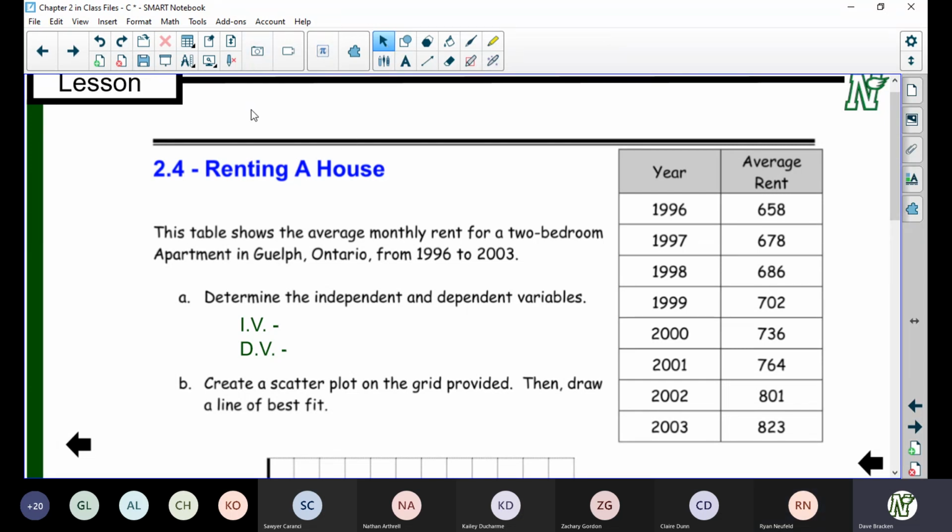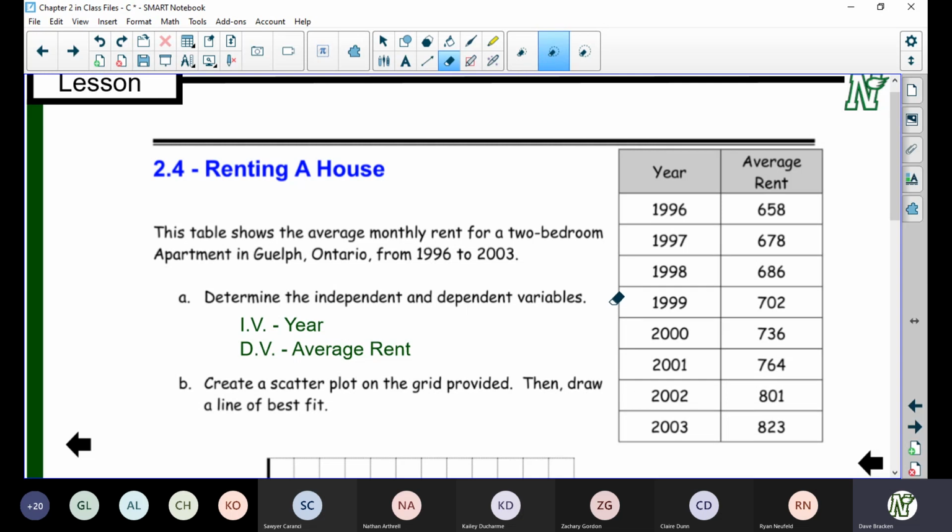Okay, so let's go through this example together. It says this table shows the average monthly rent of a 2-bedroom apartment in Guelph, Ontario from 1996 to 2003. Now, my cousin went to school in Guelph, and I got this from him a little ways back, obviously, 2003. And I used it in this question. I thought it was pretty neat. So it says to determine the independent and the dependent variables. Well, you guys should know that right now. The very first variable is always your independent, so year, and the dependent variable is the second one, okay?